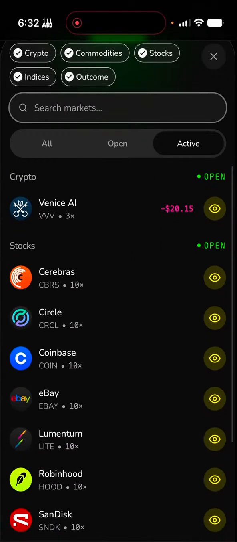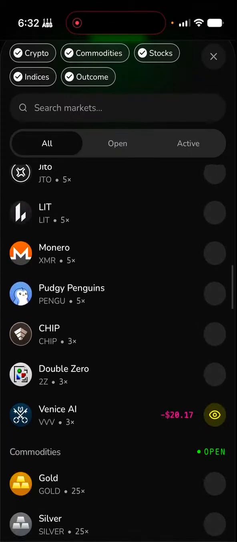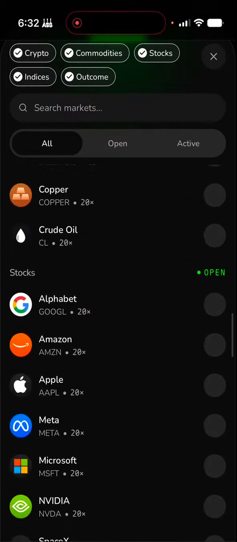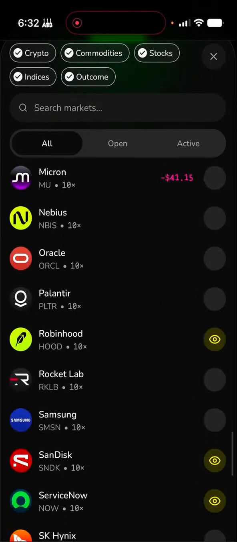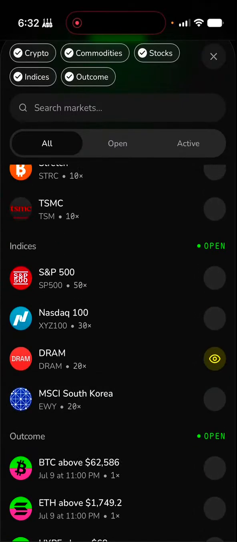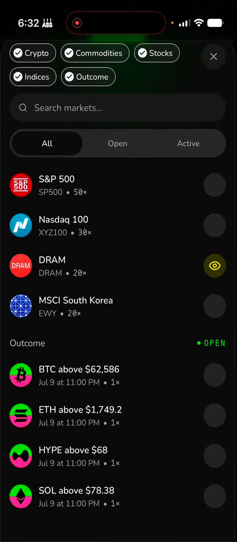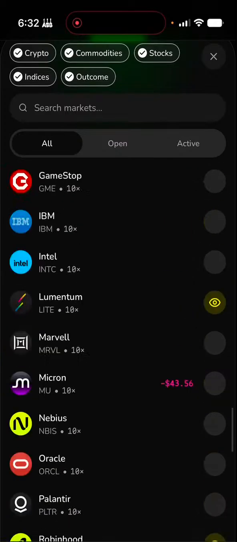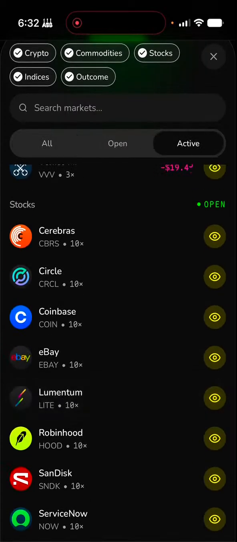Still not seeing anything moving. We can take a look at all the assets. Crypto seems to be quiet right now, except for Venice. Commodities are quiet. A lot of the stocks are pretty chill. And the indices are also chill. On these prediction markets or outcome markets, I don't actually have any signals, so you're just trading those based on whatever you think and feel. Let's filter this back on active so we can see if anything's happening.